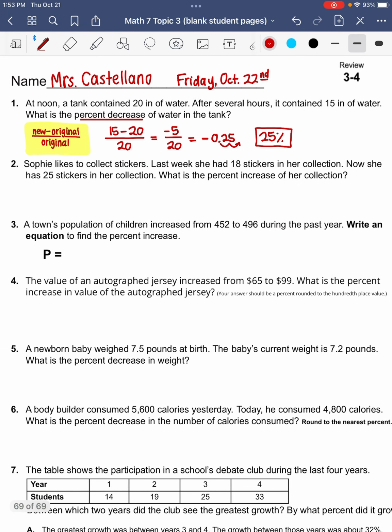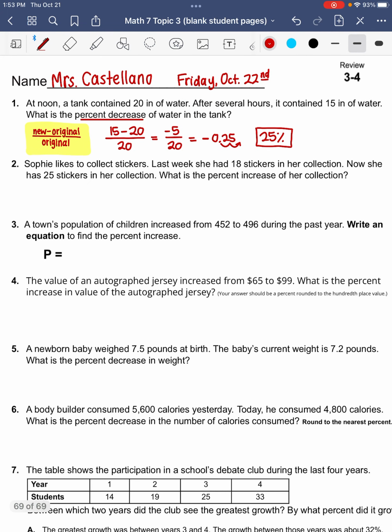Moving on to number 2. Sophie likes to collect stickers. Last week she had 18 stickers in her collection. Now she has 25 stickers in her collection. What is the percent increase of her collection?